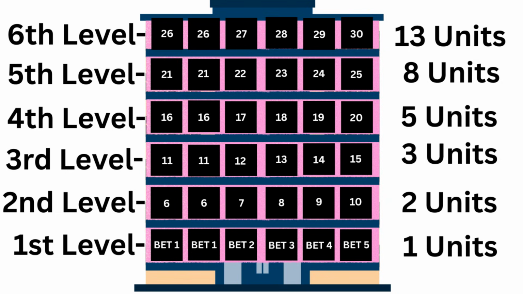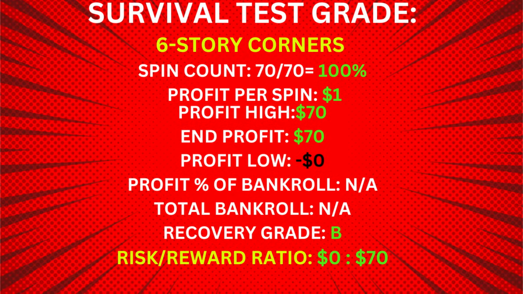So now let's just go in and review the grade on this. Okay, now going over the survival test grade. Again, we put it through 70 spins. That just shows you how off my spin count was. I thought I was closer to 50, but it went over a little bit. That being said, this is 6-story corners, and spin count went 70 for 70, 100% there.